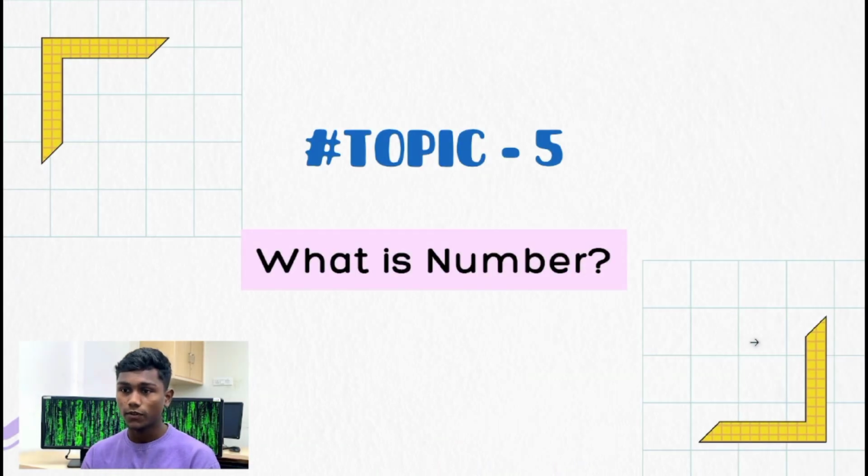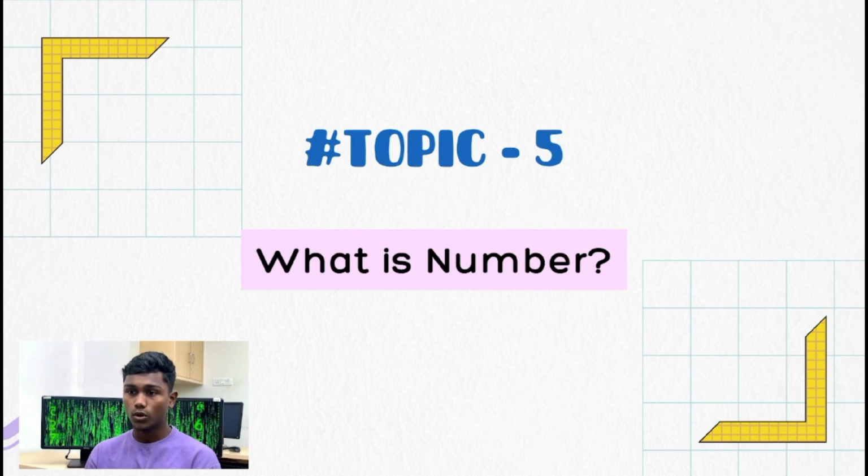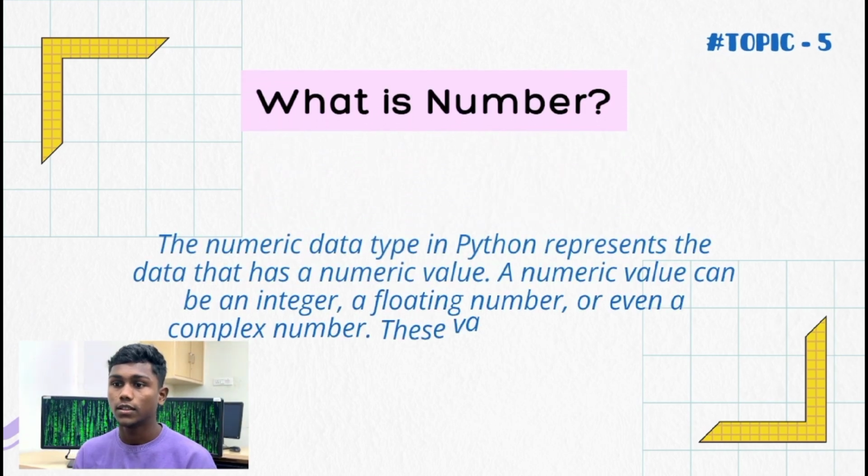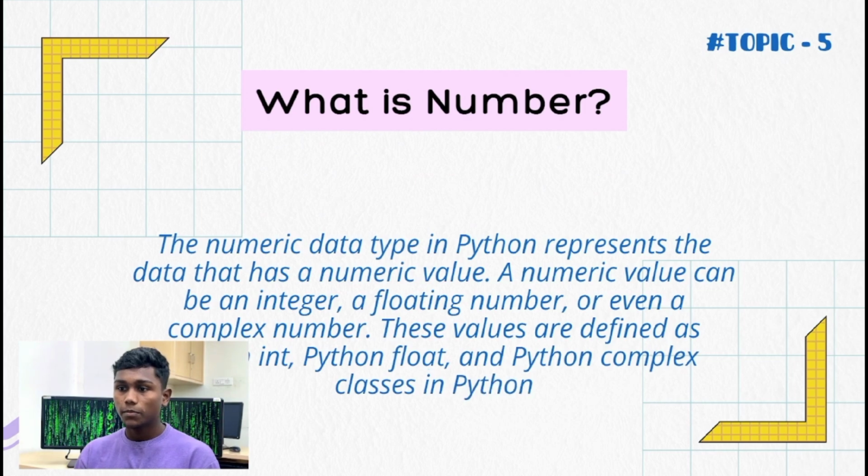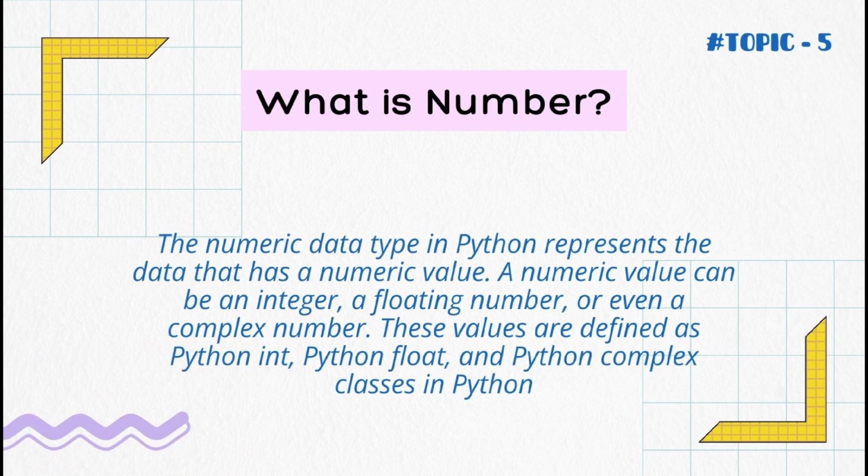Hello everyone, myself Aditya, and I'm talking about data type numbers. The numeric data type in Python represents data that has a numeric value. A numeric value can be an integer, a float number, or even a complex number. These values are defined as Python int, Python float, and Python complex classes in Python.